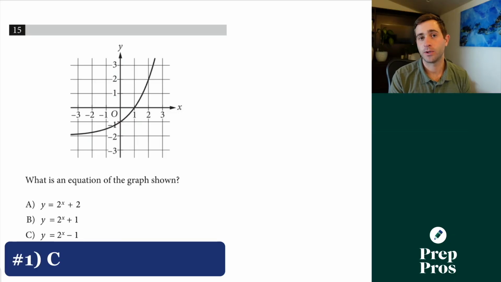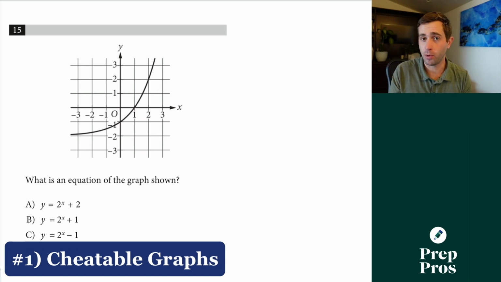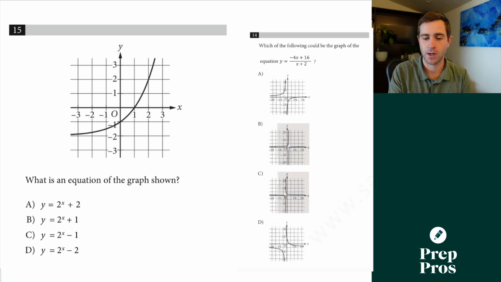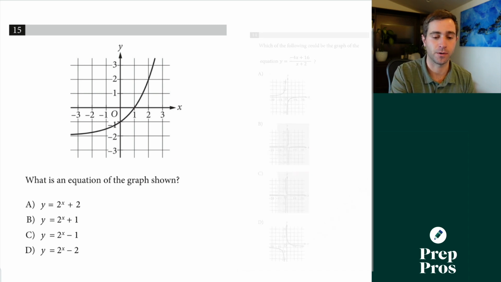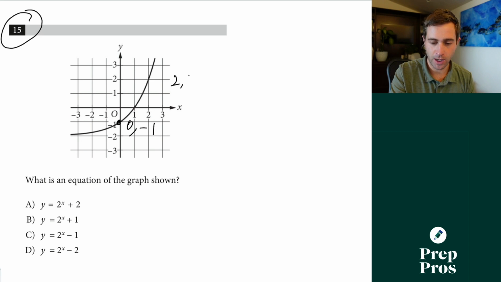Now, the first concept you're going to see on your SAT are what we're going to call cheatable graphs, because you don't actually have to know what you're doing to find the right answer. We saw multiple of these on the March 2023 test, so we're going to take a look at an exponential form here from last year. Now, this looks really tricky, but all you want to do is pick points and plug them in. So we have the point (0, -1). I could also pick the point (2, 2). Now I can just plug and chug with my answers.